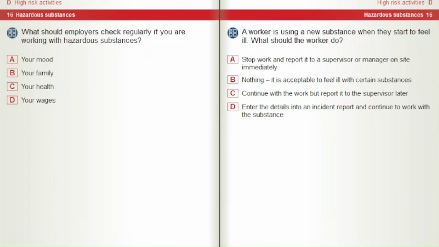A worker is using a new substance when they start to feel ill. What should the worker do? Stop work and report it to a supervisor or manager on site immediately. Nothing. It is acceptable to feel ill with certain substances. Continue with the work, but report it to the supervisor later. Enter the details into an incident report and continue to work with the substance.